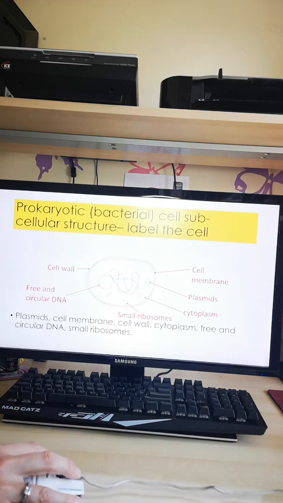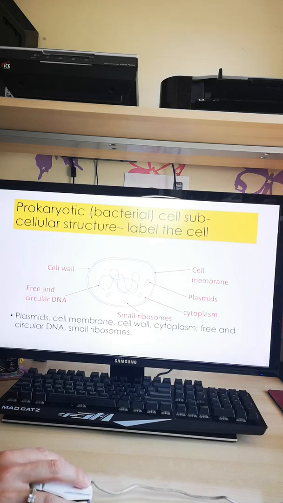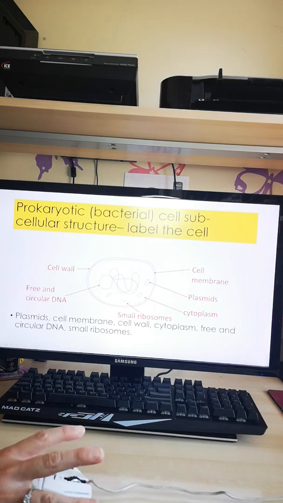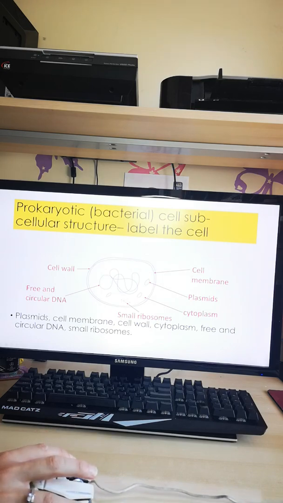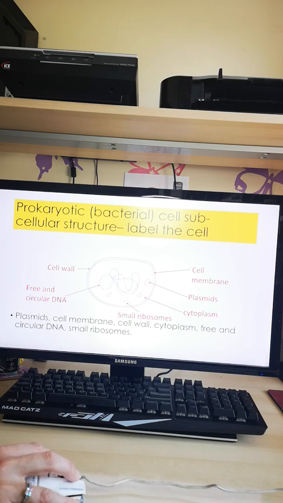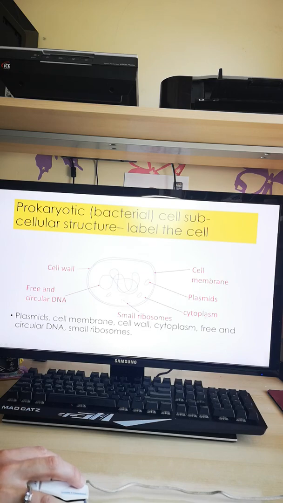So when you look at things that are common to other cell types, like the cell membrane, it still has the same function. So it controls the movement of molecules in and out of the cell. The ribosomes are still the site of protein synthesis. The cytoplasm is still the site of chemical reactions.